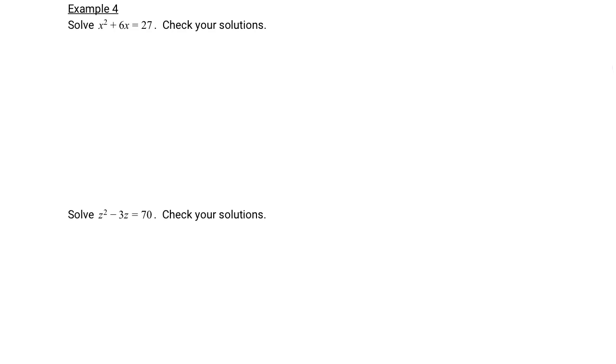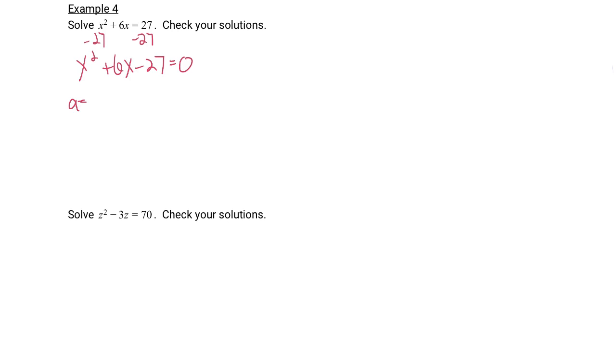First thing I want to do is make sure this is in standard form, and it's not. So if I want to get standard form to happen, I need to move 27 to the other side. So I'm going to minus 27 from each side and have x squared plus 6x minus 27 is 0. Just like last week, these only work if you set them equal to 0. So now, this is in standard form.